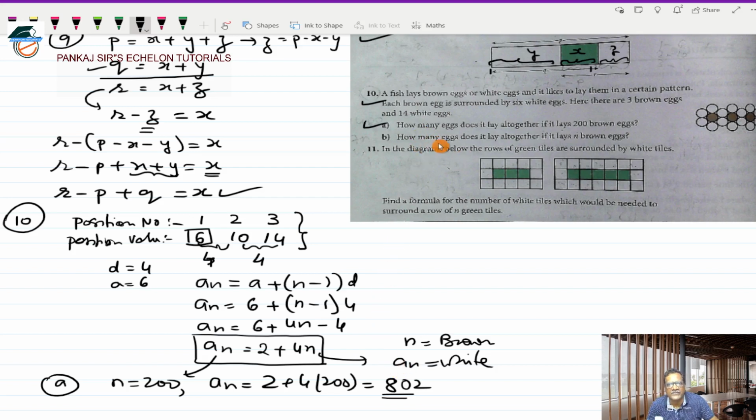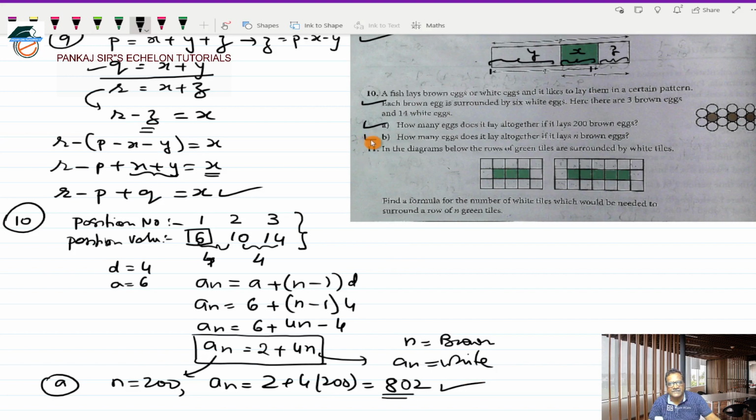So how many eggs does it lay altogether if it lays 200 brown eggs? Then the number of white eggs together with the brown eggs will be 802. So this is the answer for part a of the question.